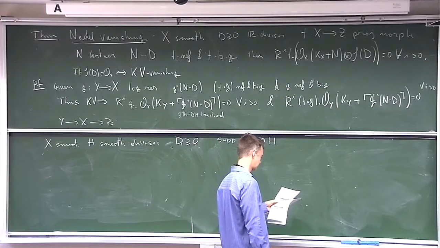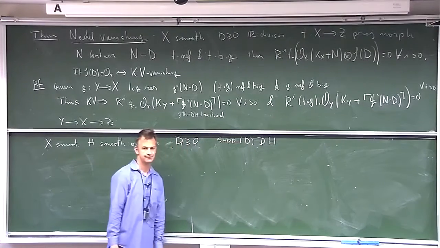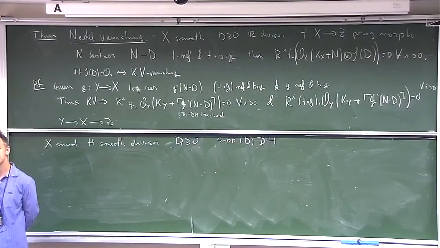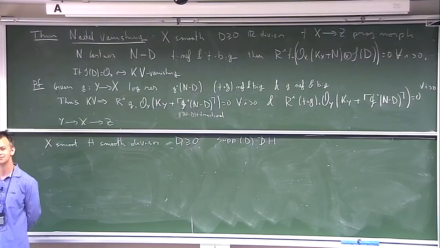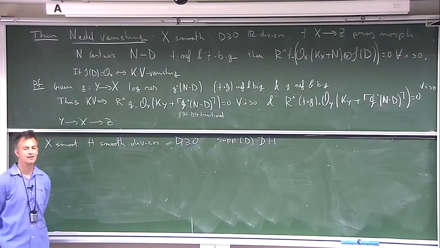Can I ask a question? Yes. So after all, Nadel vanishing, if after you blow up, is Kawamata-Viehweg vanishing? Yes. Is there any actual merit of looking at the multiplier ideal sheaf to consider the Nadel vanishing theorem?